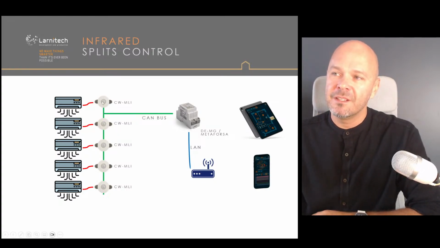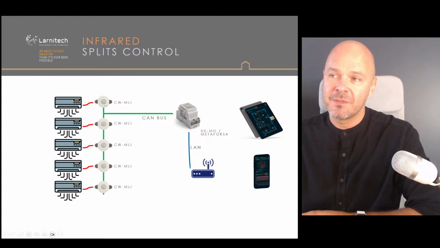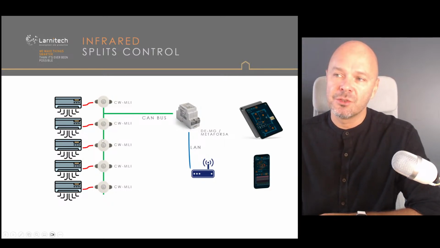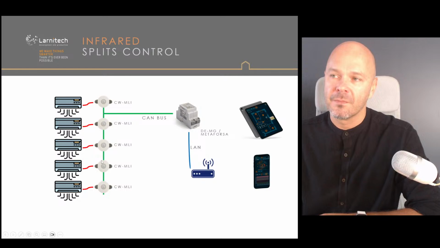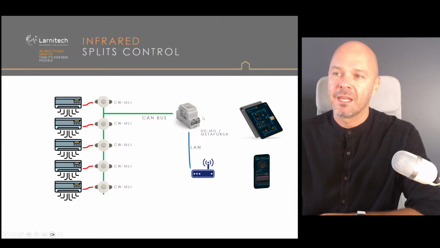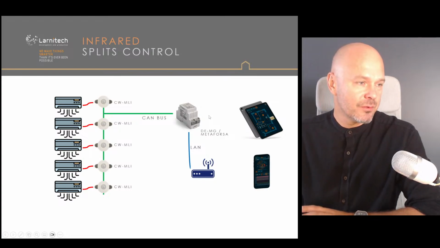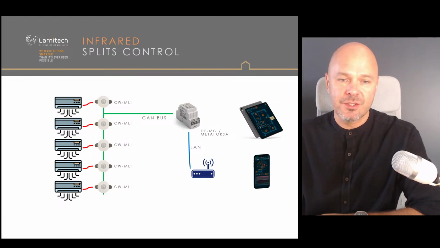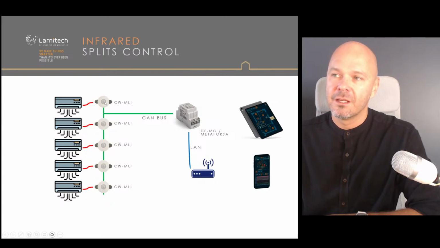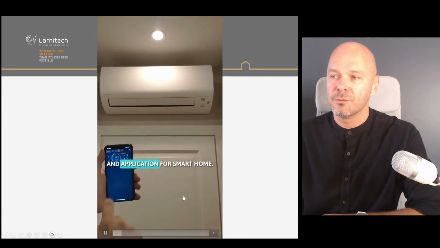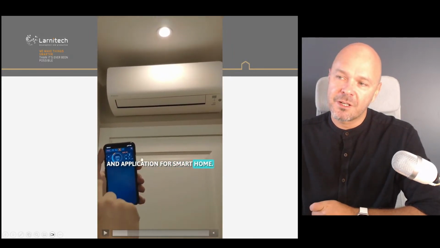So we have these sensors which are at the same time motion and light level sensors. They are installed on a ceiling and you connect them to the bus directly. And then we have a database of different kinds of air conditioners which we connect to this infrared control. So this is part of the video.